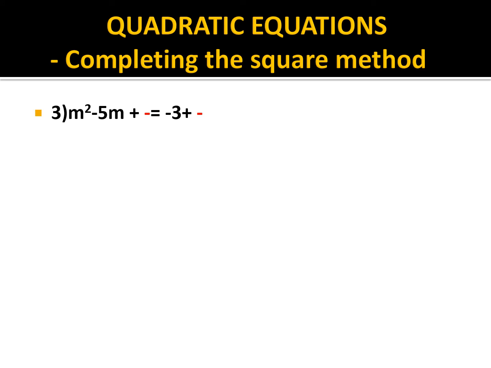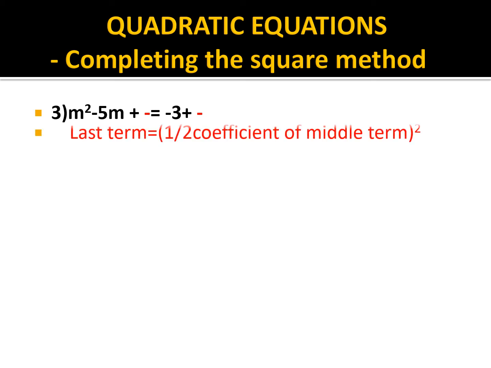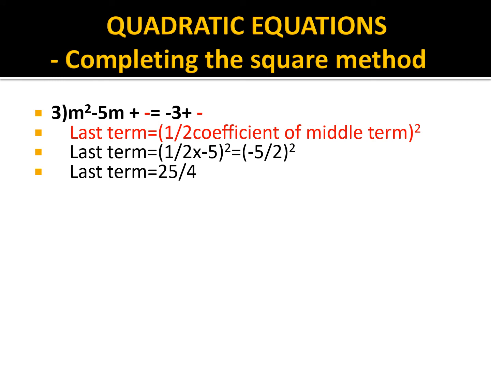We shall take one more example to make our concept clearer. m square minus 5m is equal to minus 3. Here again we want to complete the square, and hence we shall try to find out what is the last term. So the last term is equal to half the coefficient of the middle term, the whole square. So the coefficient of the middle term is minus 5. So half of minus 5 is minus 5 upon 2, the whole square, which gives us 25 upon 4.